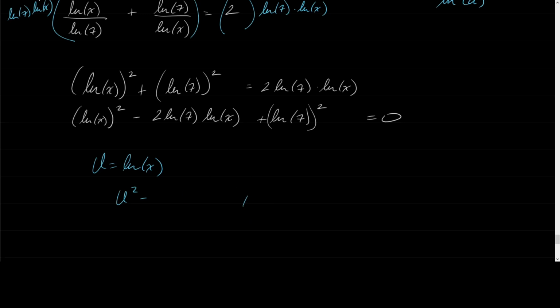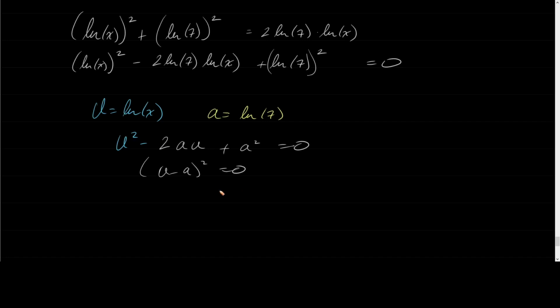And I'm going to say also let a be equal to ln of 7, just so that we can rewrite it this way. u squared minus 2au plus a squared is equal to 0. This right here would factor out to be (u minus a) squared is equal to 0, right? And then taking the square roots of both sides, I end up with u minus a is equal to 0, so u is equal to a.